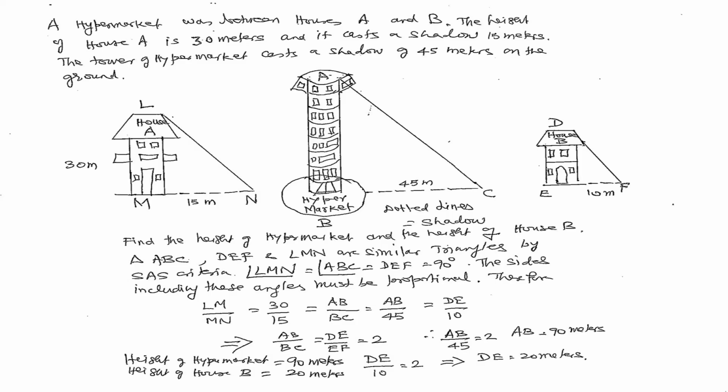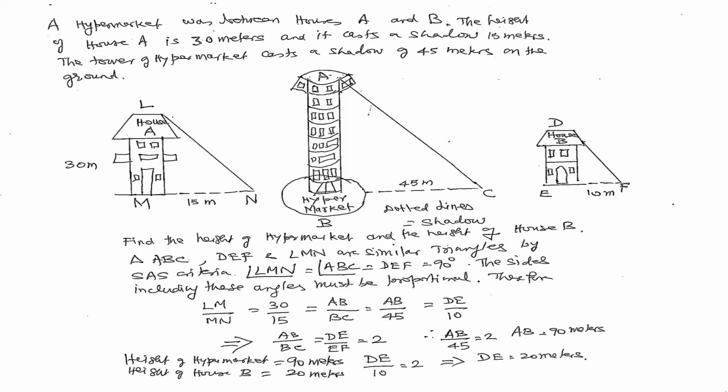Find the height of the hypermarket and the height of house B. In triangles ABC, DEF, LMN are similar triangles by SAS criteria. Angle LMN is equal to angle ABC is equal to angle DEF is equal to 90 degrees. The sides including these angles must be proportional.